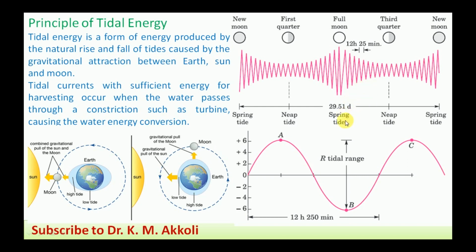Here that is for 29.51 days; for 1 month we will consider that. In that 1 month there will be 1 full moon and 1 new moon. When there is a new moon, during that time we are going to get the high tides. At the new moon time there will be high tide, and that will become lower also.